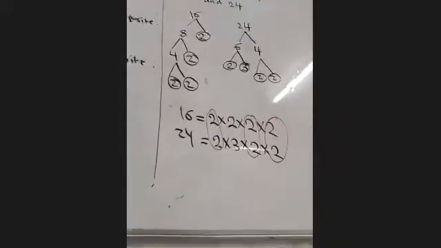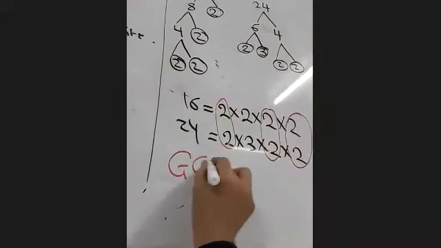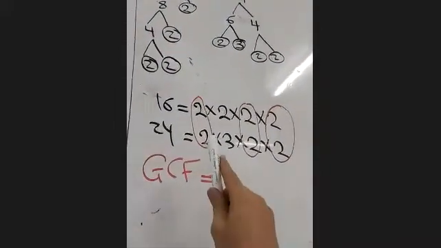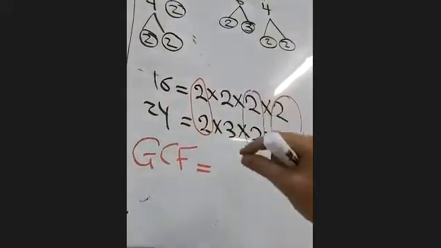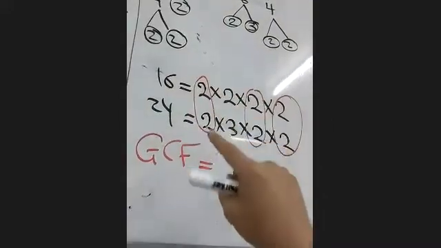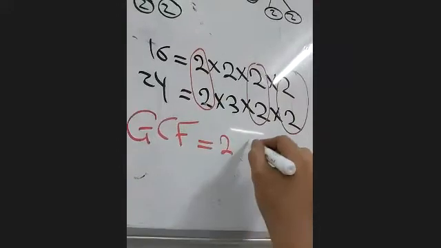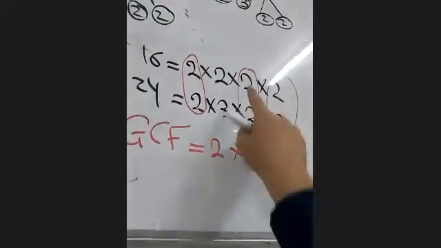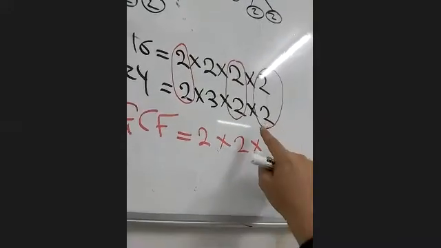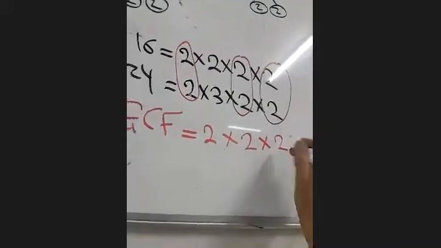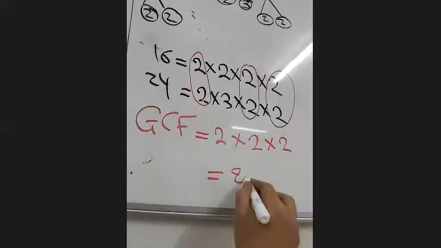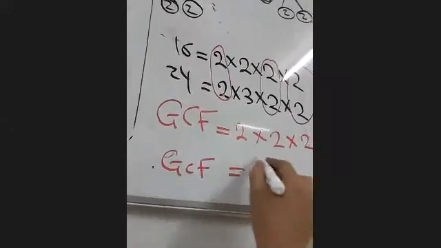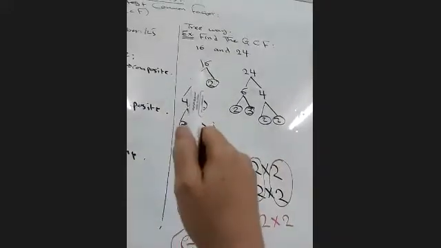Now I'm ready to find the greatest common factor. So I will write GCF equal. From each common group, I will take one number. 2, 2, I will take one 2. Multiply. The other 2 from the second group. Multiply. The third 2 from the third group. And find the answer. It is equal to 2 times 2 is 4, times 2 is 8. This is the greatest common factor of the two numbers 16 and 24.